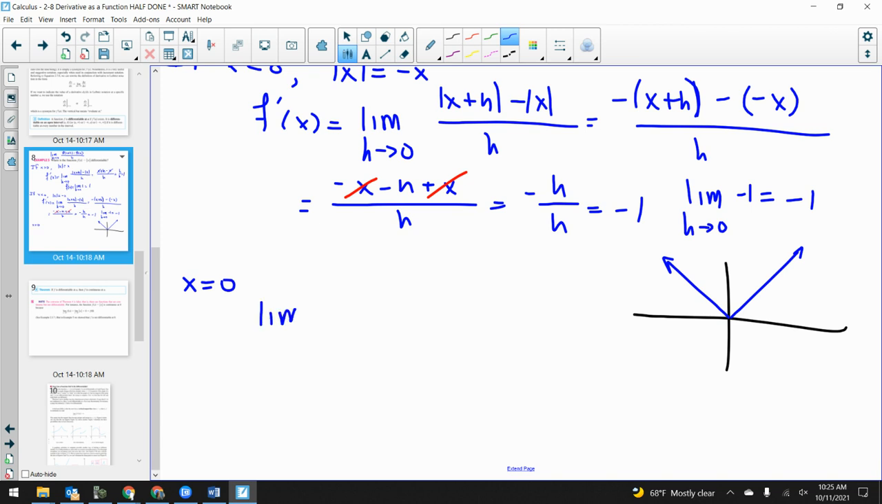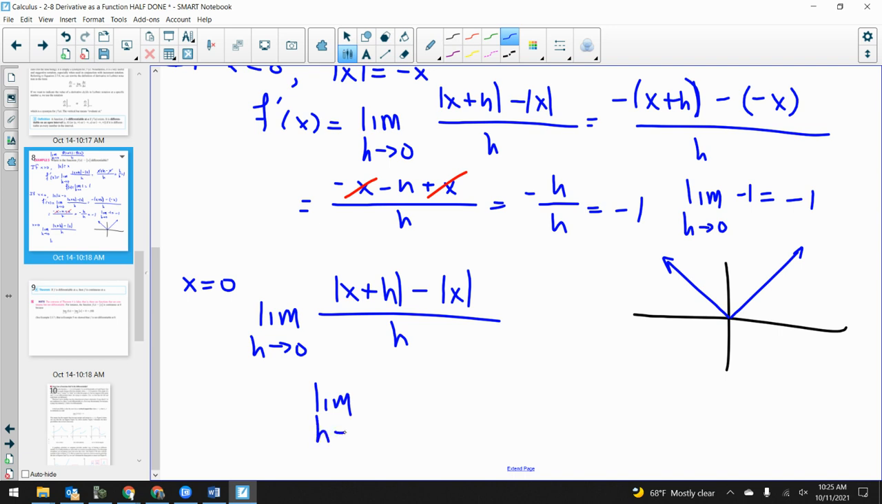Well, this is going to be the limit as h goes to 0 of x plus h minus the absolute value of x all over h. If x equals 0, then we know this is going to be the limit as h goes to 0 of 0 plus h minus the absolute value of 0, which is, okay, well, 0 plus h is the absolute value of h, over h.